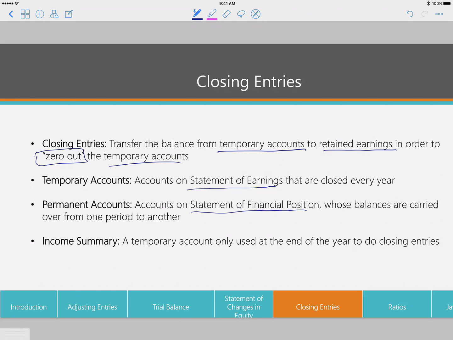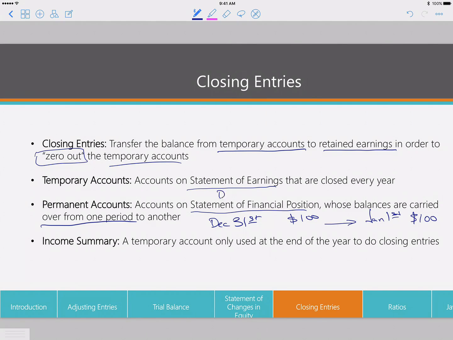On the other hand, on the statement of financial position, the balances carry over from one period to the other. So let me give you an example of the two on a personal level. If I come to you on December 31st and I say, how much cash do you have on you? You tell me, I have $100 cash on me. And let's say you don't spend that money, and the next day I come to you on January 1st and I say, how much cash do you have? Well, you still have that $100 in your pocket.